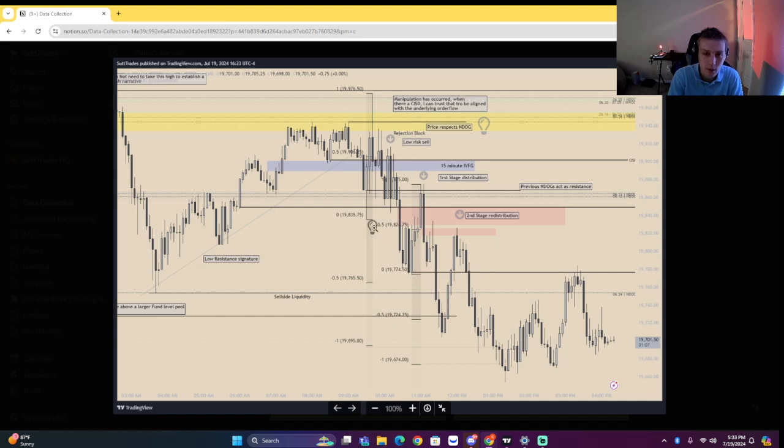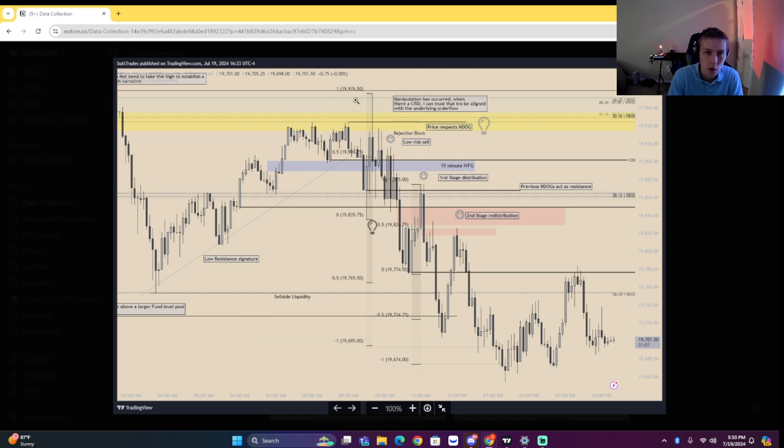I know they're kind of messy, but coming into market open, same thing. Where is the low resistance liquidity? Right here, we have low resistance, low resistance, low resistance. And then here we come and we create a high resistance signature.